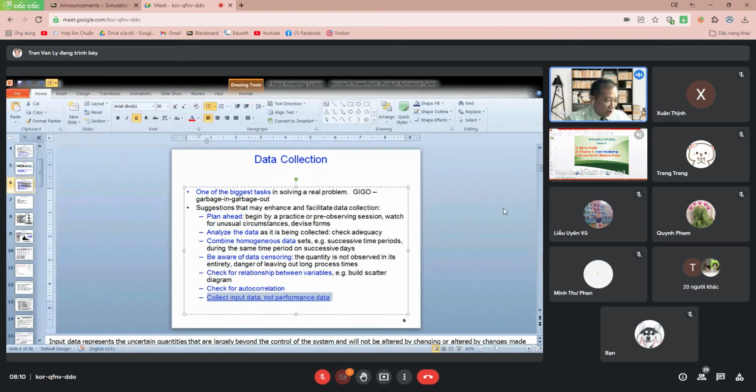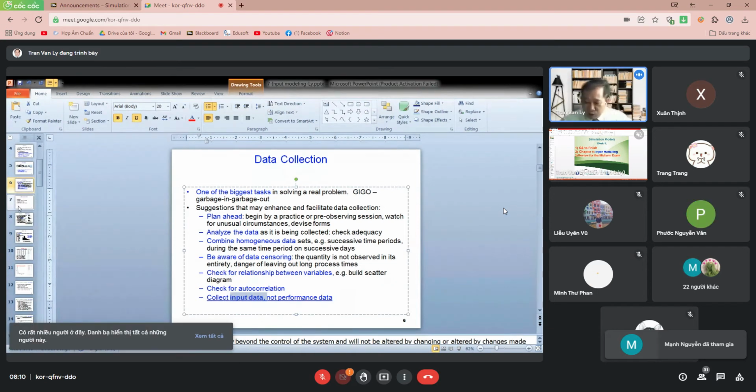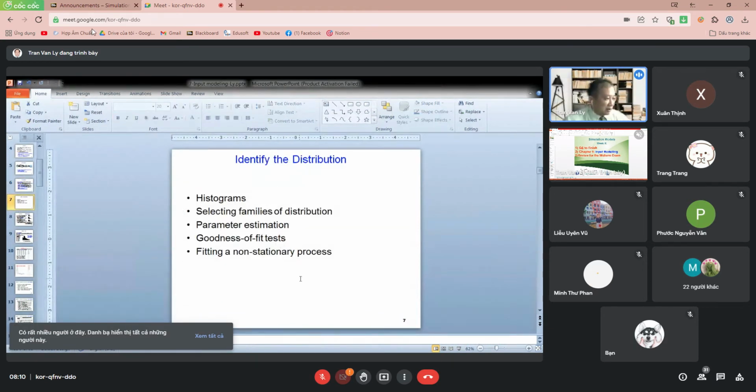Now we focus on input data, not performance data. For example, arrival rate and processing time are inputs. The length of the queue and the number of entities in the queue, that is the performance.